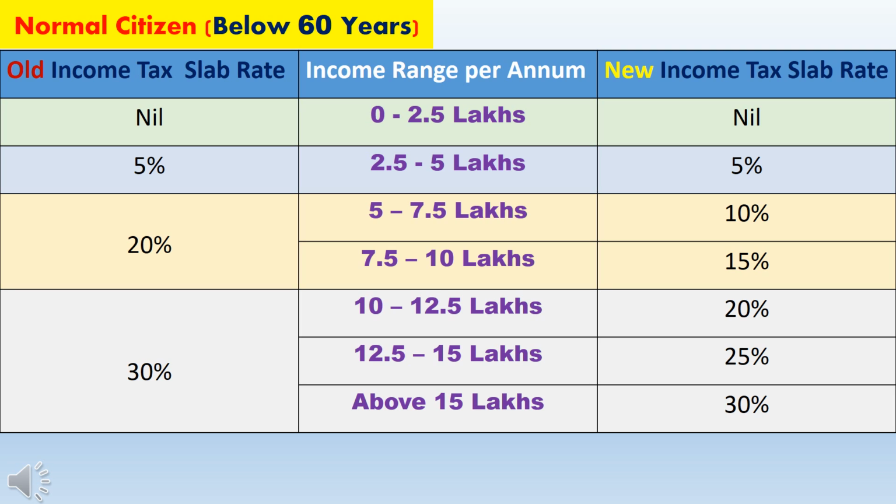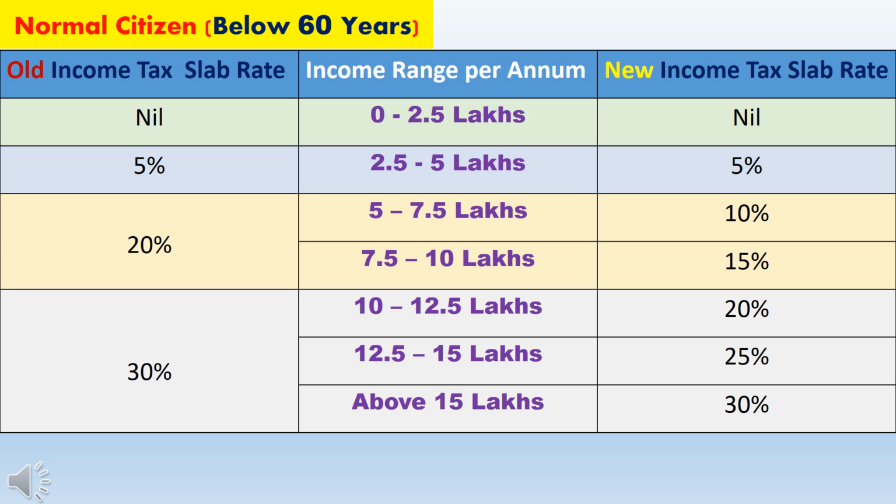We will see now. In your total income from 0 to 2.5 lakhs, you need not pay any tax. From 2.5 lakhs to 5 lakhs, for this amount 5% tax you have to pay. Next, for the amount between 5 lakhs to 7.5 lakhs, 10% tax you have to pay. Next, for the amount between 7.5 lakhs to 10 lakhs, 15% tax you have to pay.